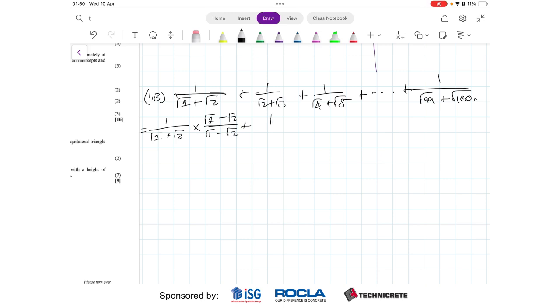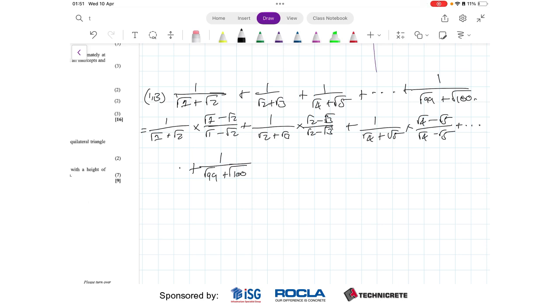So we will do that for all the terms. Root 2 plus root 3 multiplied by root 2 minus root 3 over root 2 minus root 3, plus 1 over root 4 plus root 5 multiplied by root 4 minus root 5 over root 4 minus root 5, plus dot dot dot, plus 1 over root 99 plus root 100 multiplied by root 99 minus root 100 over root 99 minus root 100.